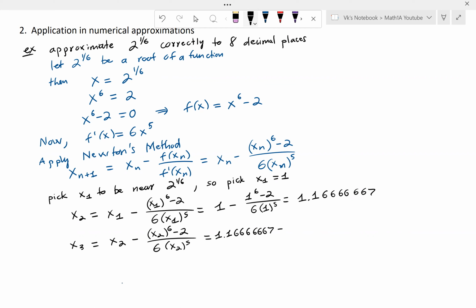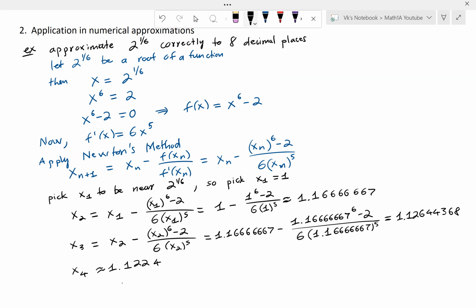And that would be 1.166667 minus 1.166667 to the power 6 minus 2 over 6 times 1.166667 to the power 5, and this should be approximately equal to 1.1264438. Similarly, x sub 4 is approximately 1.122497007. x sub 5 is approximately 1.1224605.